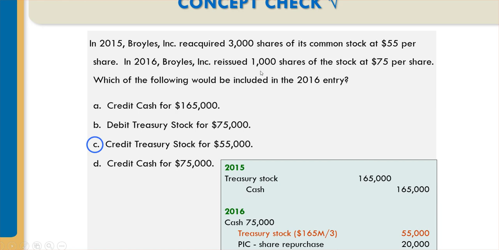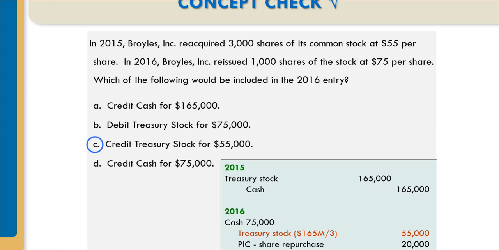You could also do it on a per share basis and say, I need to take out 1,000 times 55, which is 55,000, right? And so you need to take 55,000 out of that treasury stock. So at the end, you should have what? You should have 2,000 times 55 in treasury, which is the 165 minus the 55, or 110,000, right?